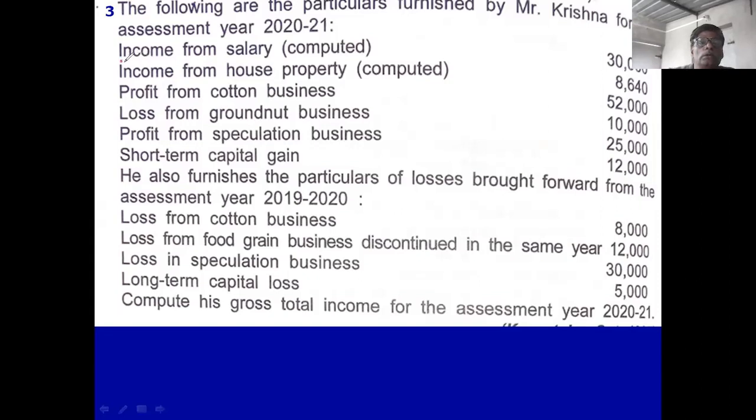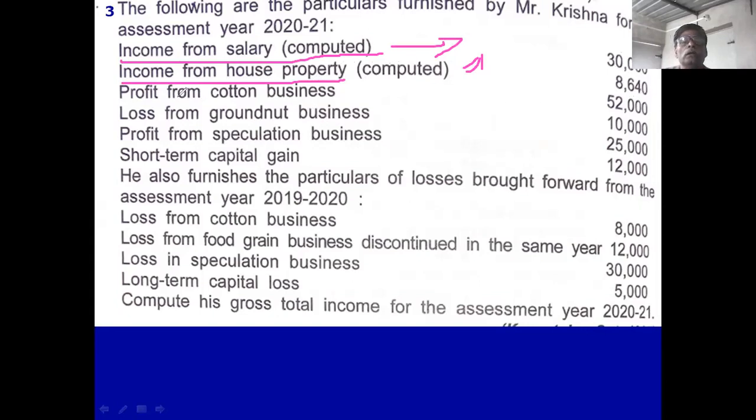The first point is income from salary. This is computed. Computed means calculation is completed. There is no need of other calculations. Remember this, computed. Then second is income from house property. This is also computed. There is no need of calculation again. So these two are computed. There is no work for you people. So income from salary is 30,000. Income from house property is 8,640.